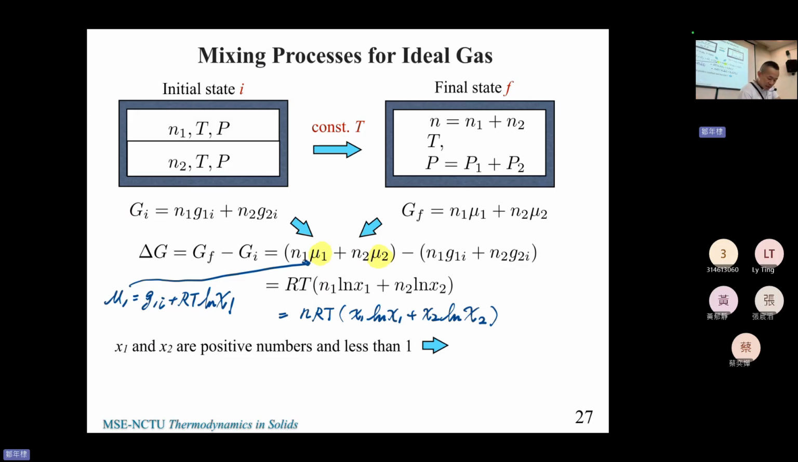So it means that delta G must be less than 0, because you see this one and that one are always negative, because x is always between 0 and 1. So the natural log of 0 point something always becomes negative. So delta G must be negative. All right, so it kind of makes sense: going to the equilibrium state minimizes delta G.